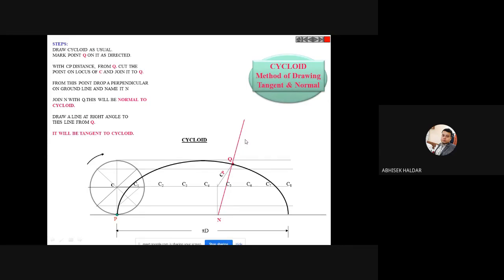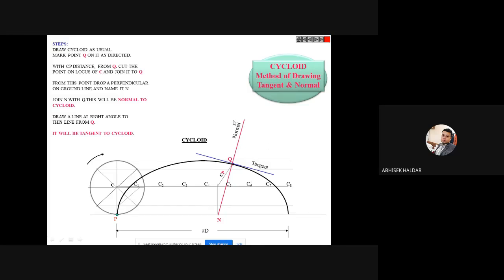Okay, normal. So once I get the normal, how can I draw the tangent at this same point? At this point q, I will take a 90-degree angle with this normal, so that I will get the tangent. So this is the normal and this is the tangent. Very simple to draw this tangent and normal to this curve. For each and every curve, you have to draw the tangent and normal after drawing the curve, on the same curve.